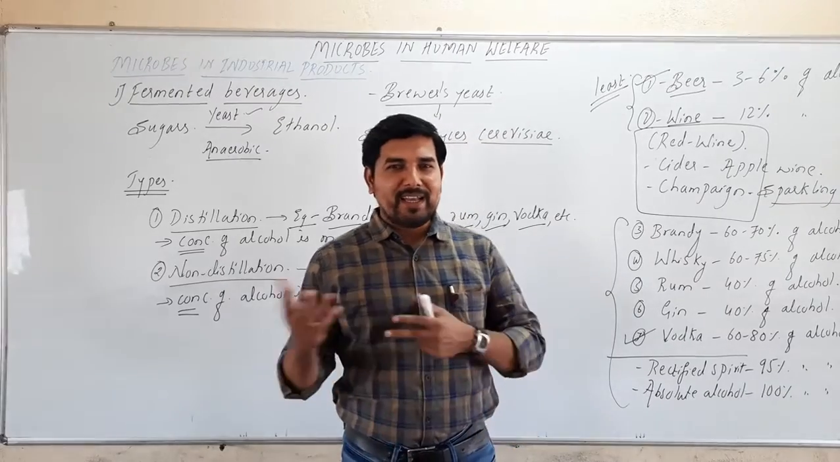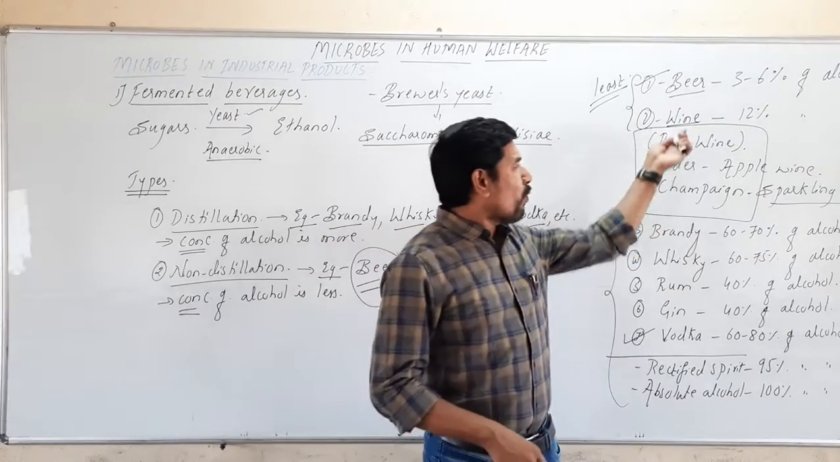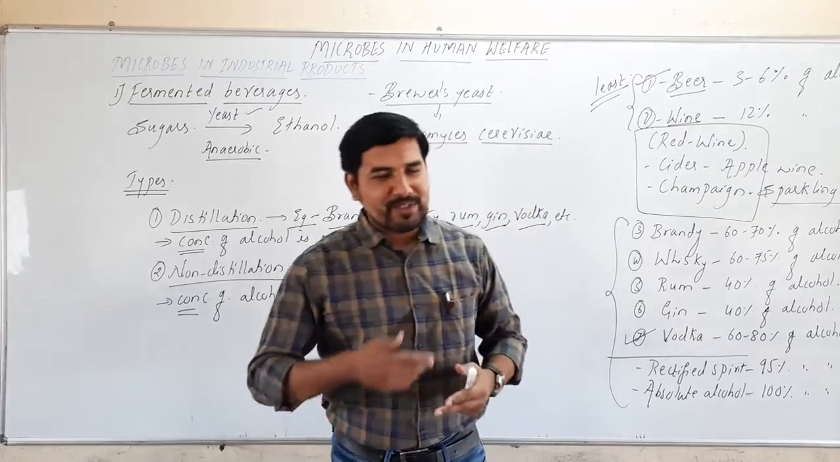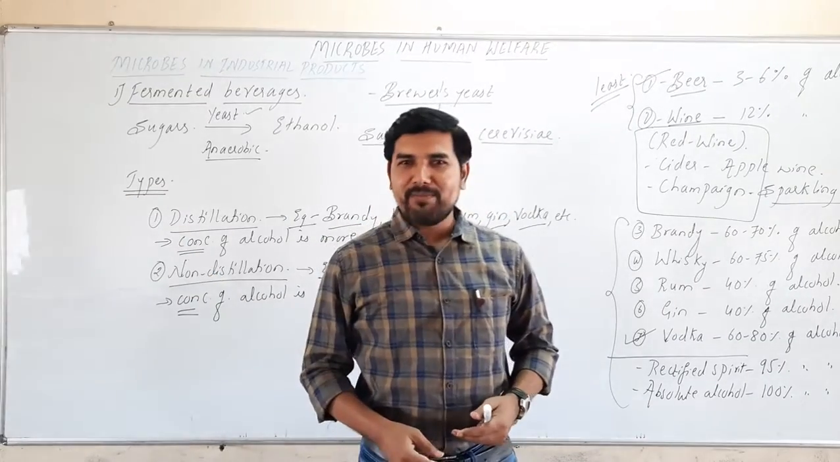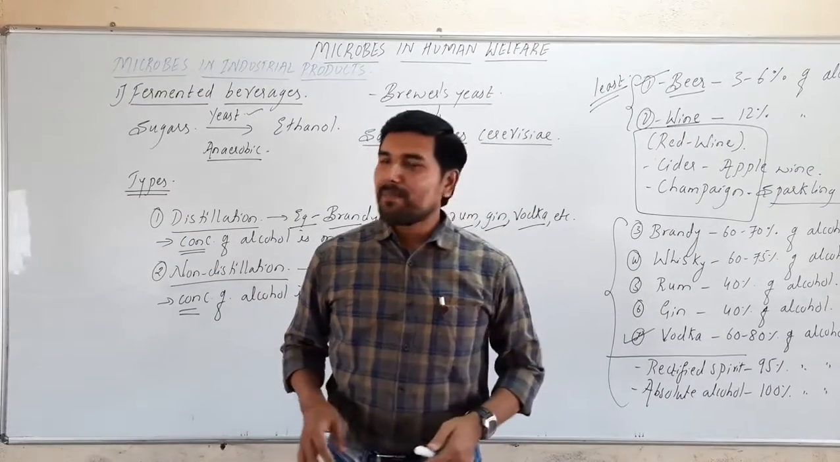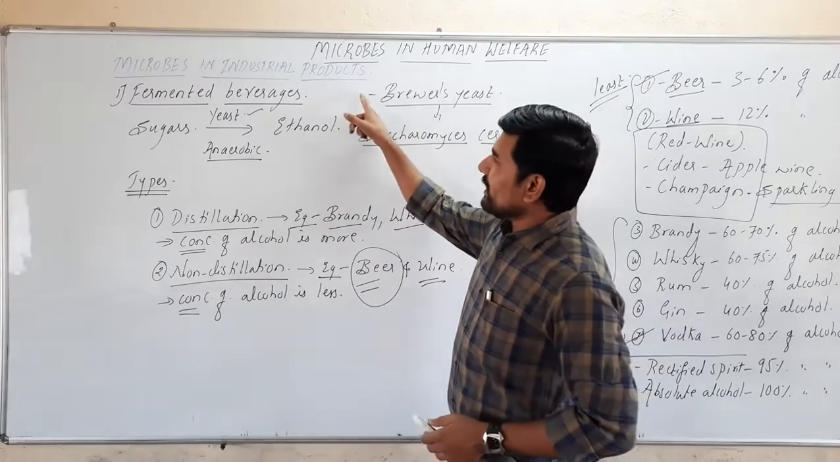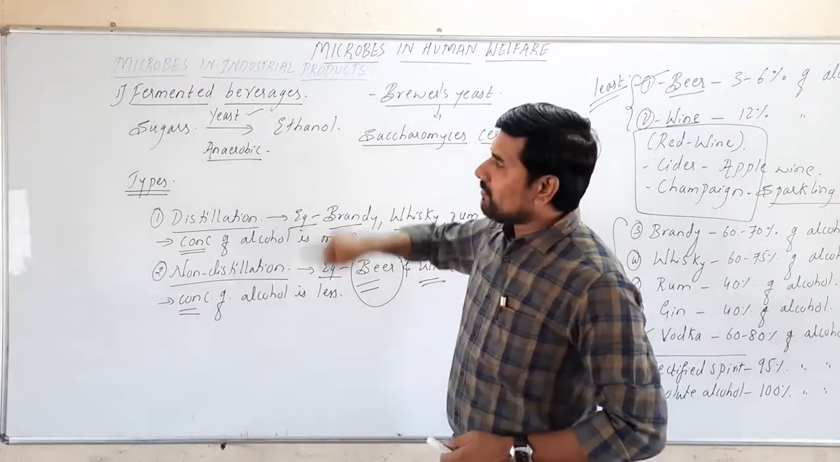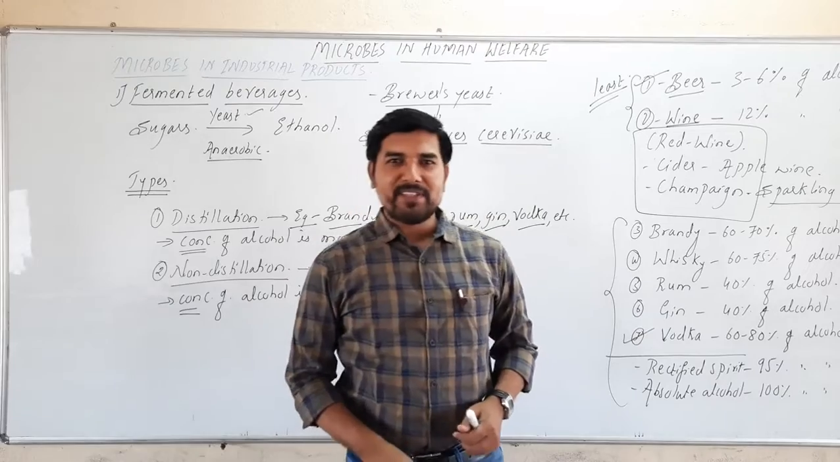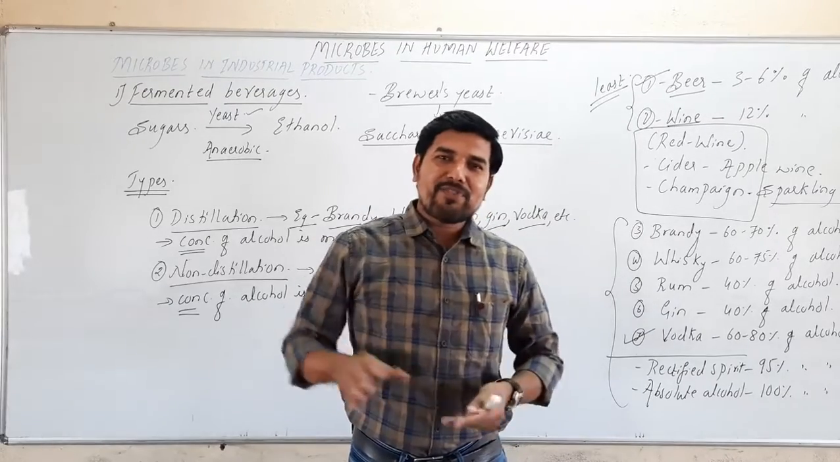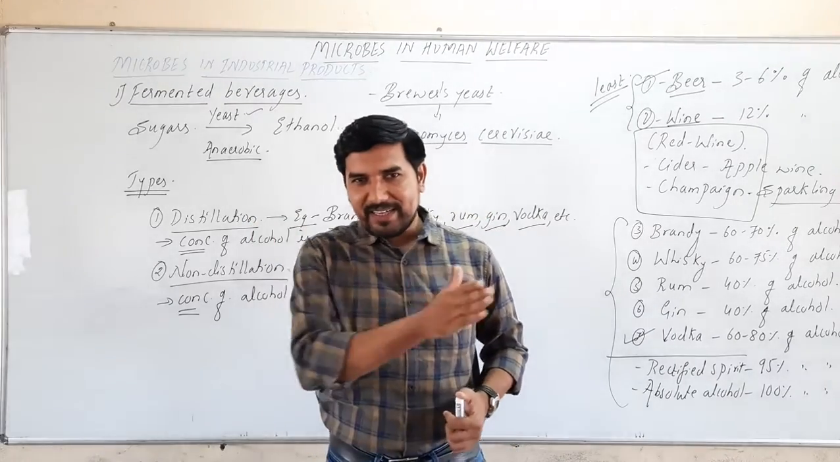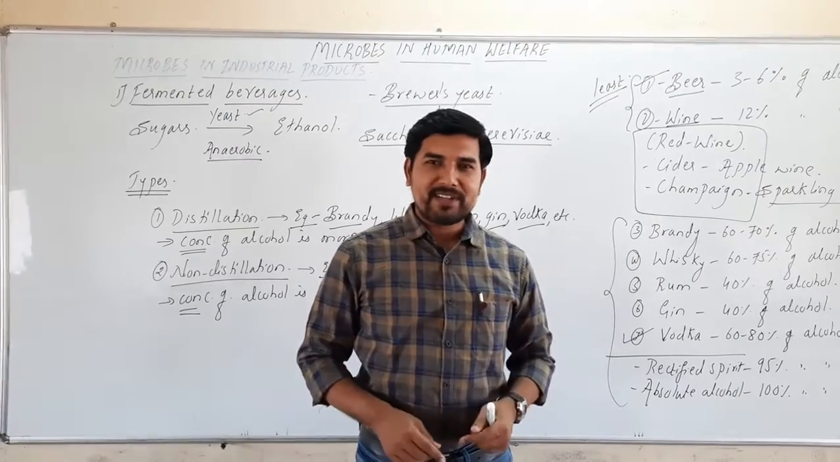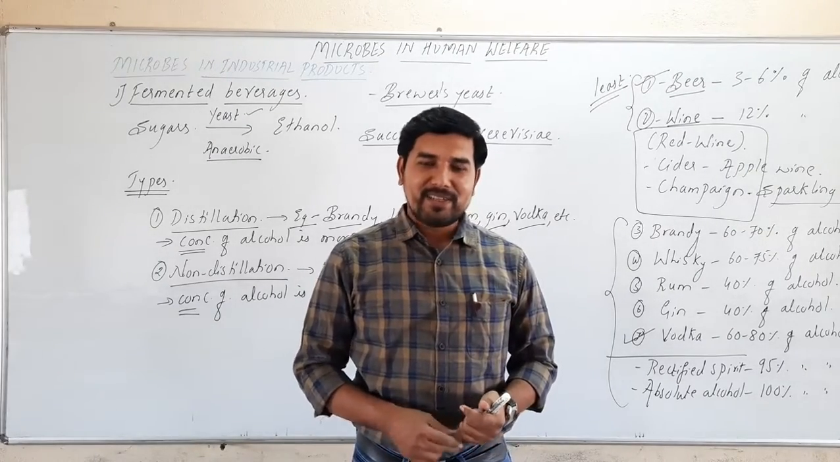Okay, and there are various types of wines also, as we discussed. Apart from this, we have different types of wine brands. So this is regarding the part of microbes in industrial products, out of which the first part is the fermented beverages. The next part is regarding the antibiotics, and that will continue.